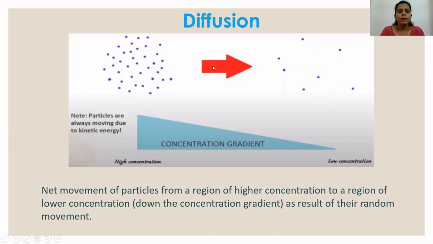So what happens in the case of diffusion is that these molecules always move from a region of higher concentration to a region of lower concentration. This is one very important point which you have to remember. In diffusion, there is a net movement of molecules from a region of higher concentration to lower concentration, that means down the concentration gradient.